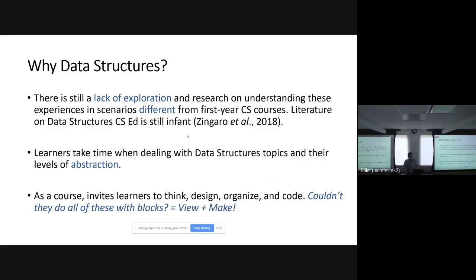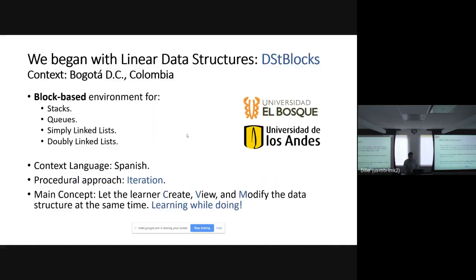I'm going to present to you two technologies that I have piloted. The idea is: how do we incorporate Blockly with a different set of technologies, and how do we evaluate and find the role of block programming when it comes to data structure courses?